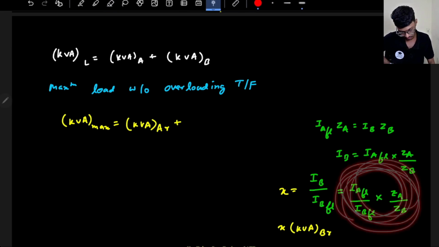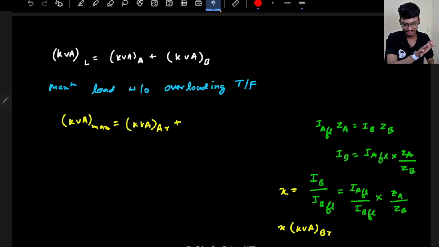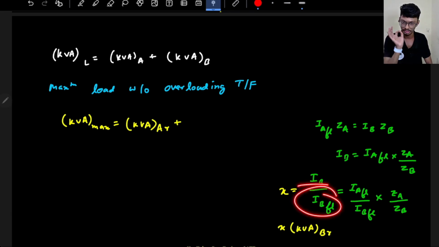X is this value. So overall kVA, how much is it transferring? X into the rated kVA of transformer B. Okay, this is X. X is what? Fractional loading: the current that the transformer is actually giving out divided by the full load current. That is known as fractional loading. We have learned this in the basics, right?